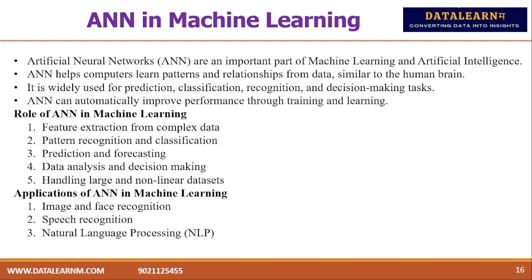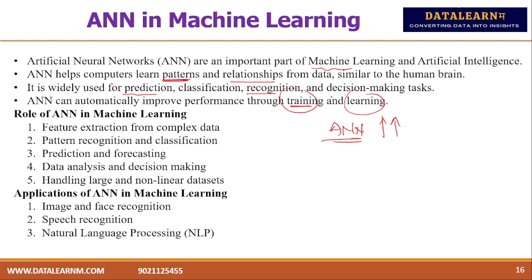Okay, so ANN in machine learning is nothing but an important part of machine learning or artificial intelligence, which helps the computer to learn patterns and relationships from the data, similar to the human brain. It works like a human brain, and is widely used in prediction, classification, recognition, image recognition, decision making tasks, everywhere. So where machine learning has an application, there you can use ANN, and it automatically improves performance through training and learning. If we use the same type of data in machine learning and in ANN, obviously ANN will give you the highest accuracy.